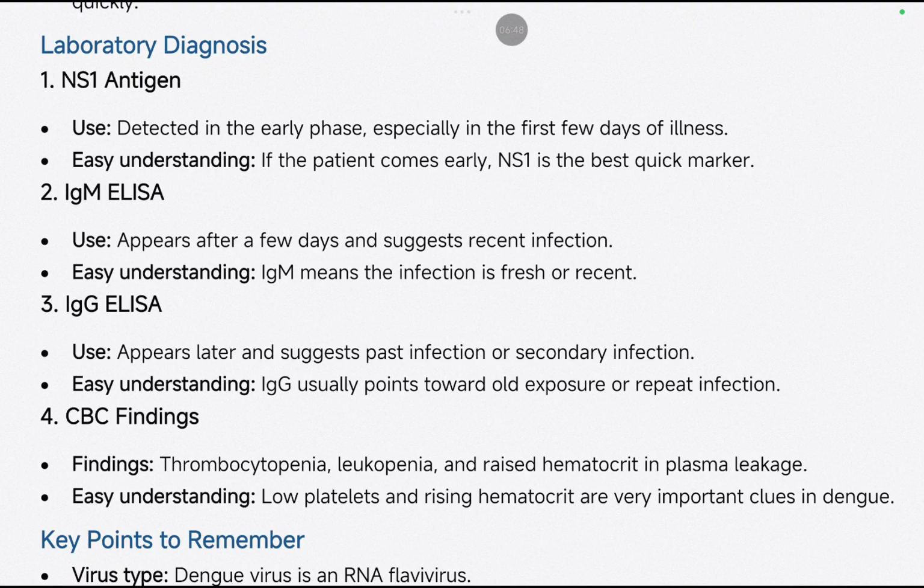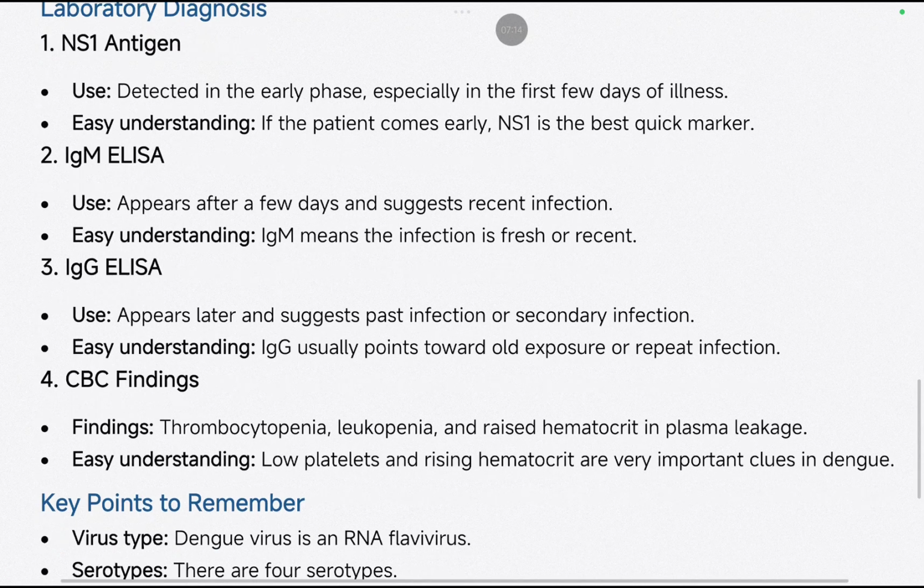Also, along with that, you have to do CBC because you need to monitor the platelet count. So you will get thrombocytopenia, leukopenia, and raised hematocrit in plasma leakage. These are all first year tests, and you might be very familiar with them. So low platelets and increasing hematocrit along with NS1 antigen are used. Okay, that is why we say CBC is the gold standard of all blood tests.